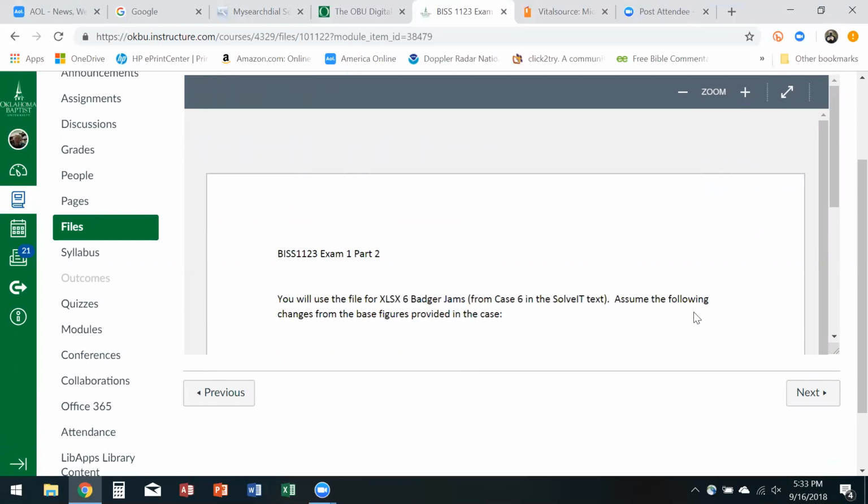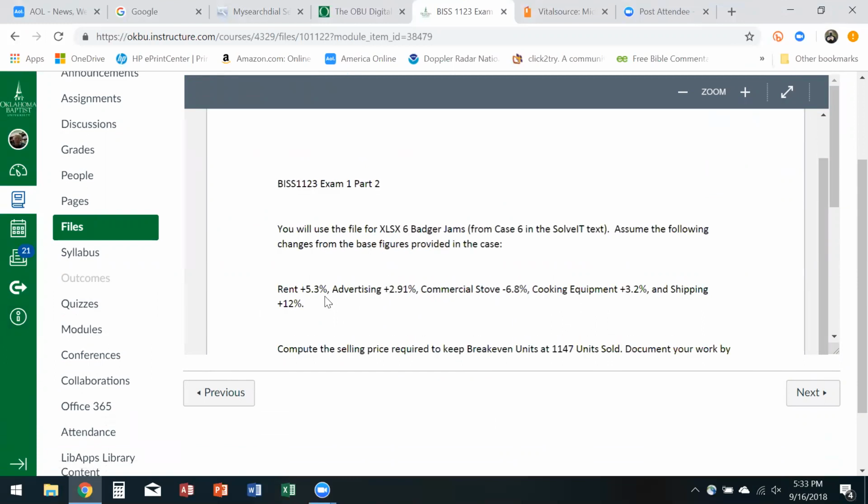And then I'm going to ask you to assume the following changes from the base figures provided in the case. For example, the rent will change, advertising will change, and I believe you know how to take a figure and add 5.3% to it, or take 6.8% from it. So you'll need to look at those items and change them.